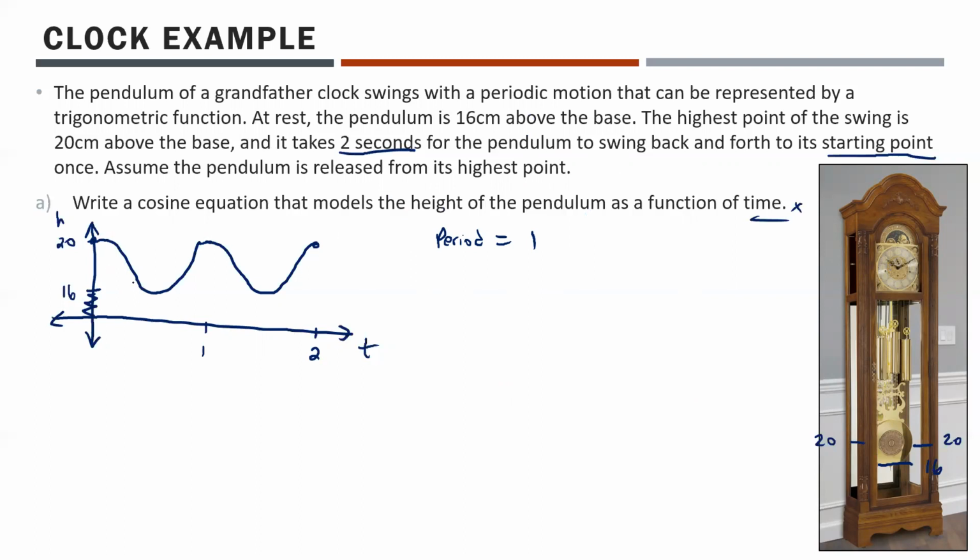So it's going to be coming down to its minimum height of 16 and then up to 20 on this other side here after 1 second, and then back to its starting point after 2 seconds. So just thought I'd throw a little bit of a curveball at you right off the bat here. So we're trying to come up with a cosine equation that models this.